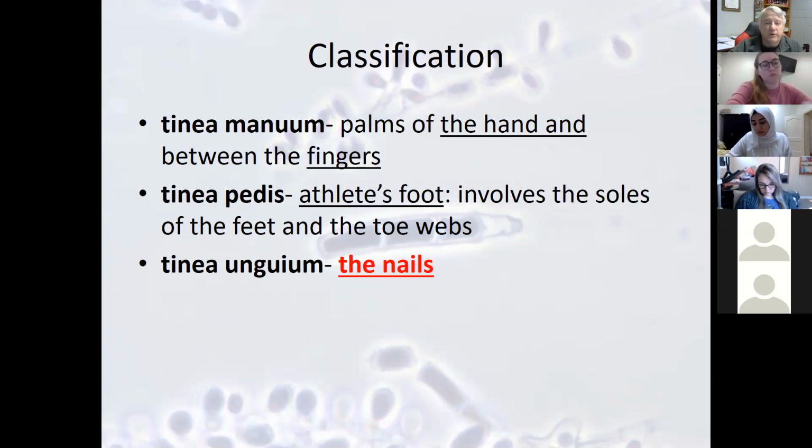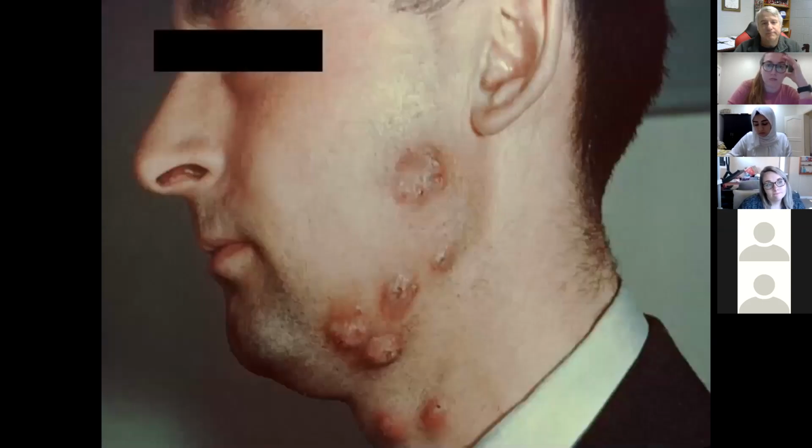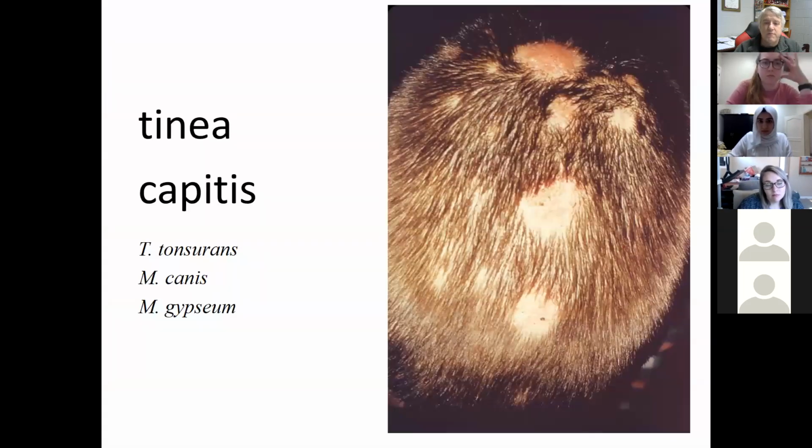And then we've hinted at this one with the nails: going out and getting your nails done. Are you at risk of picking up one of these at a nail salon? So this would be the bearded area. Capitis here. And so you see the name, the tinea capitis, and then you see the causative agents.